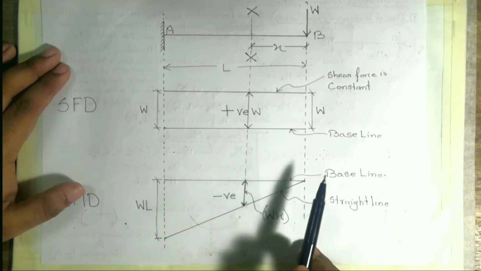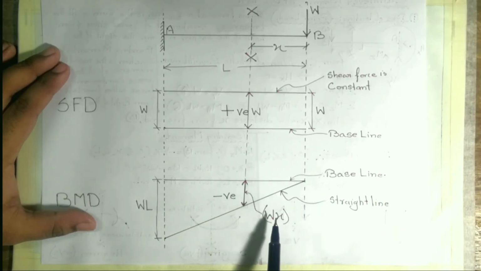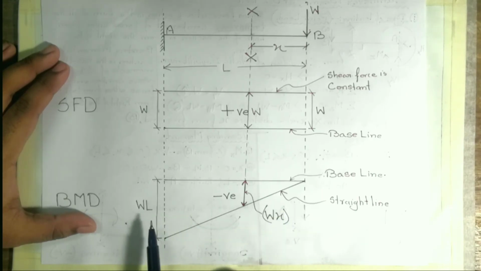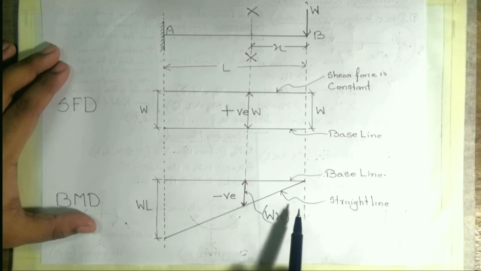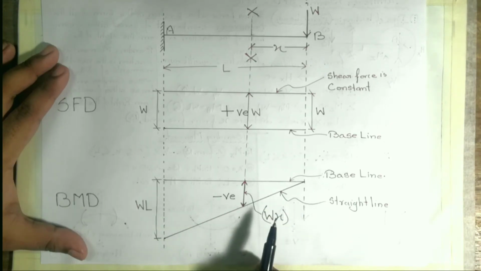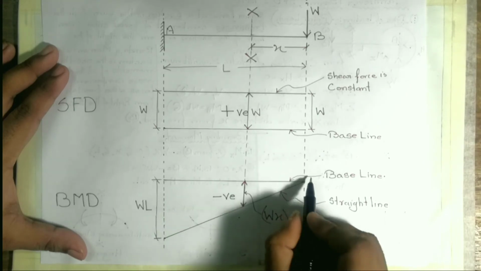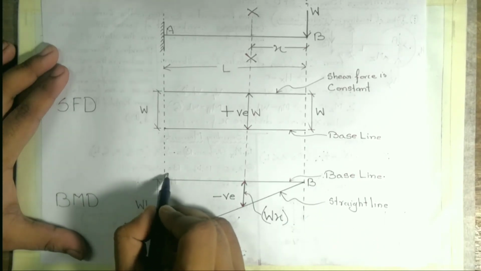Now in the bending moment diagram, we will see that the moment is varying with distance. So it is not constant throughout, but it is a straight line. The rate of bending moment is constantly increasing from point B to point A.